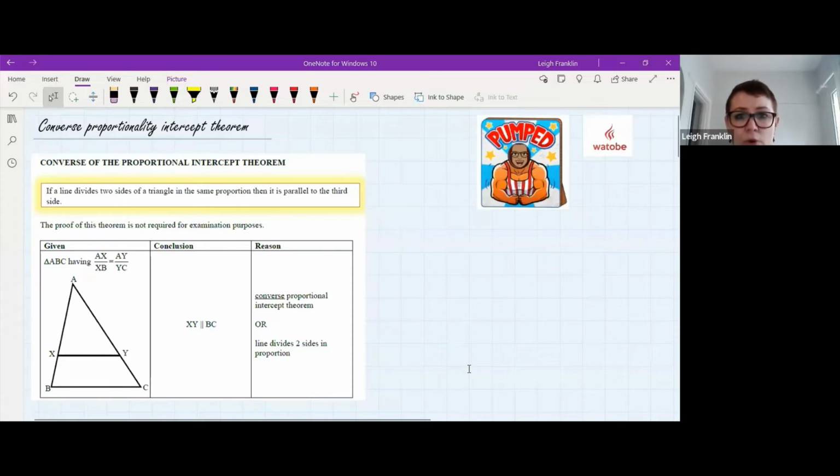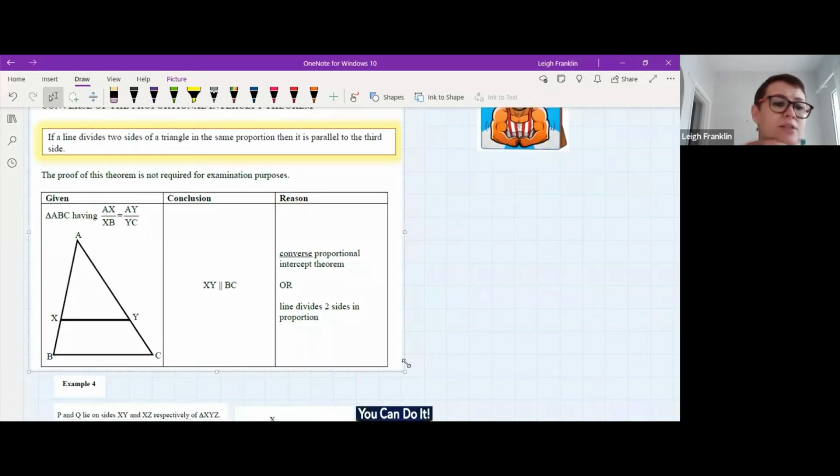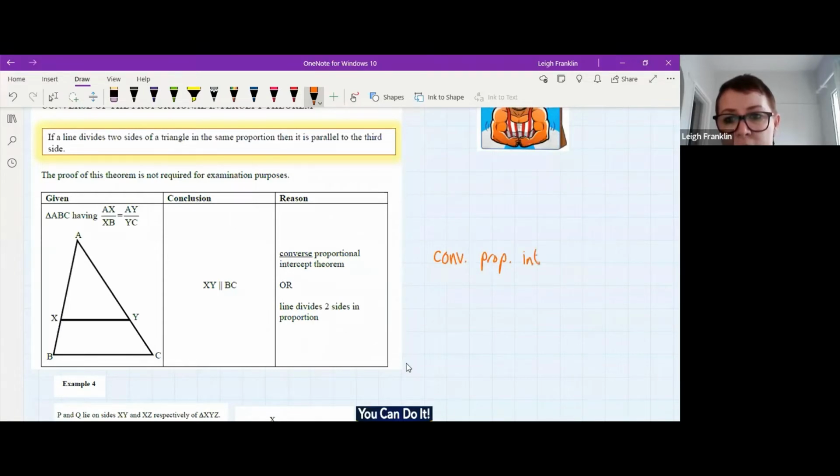All right, so in other words, what we would need to do here is know something about the proportions. So if they told us, for example, like you can see here in the middle of the page, that AX over XB equals AY over YC, we are then allowed to conclude that XY is parallel to BC, and our reason for this is converse proportionality intercept theorem. You can abbreviate it like this. And because you are proving that the lines are parallel, you don't state them. So you can just write converse proportionality intercept theorem, and that's enough.